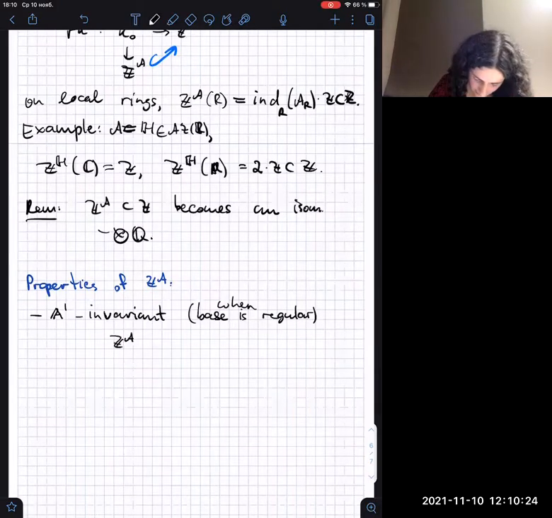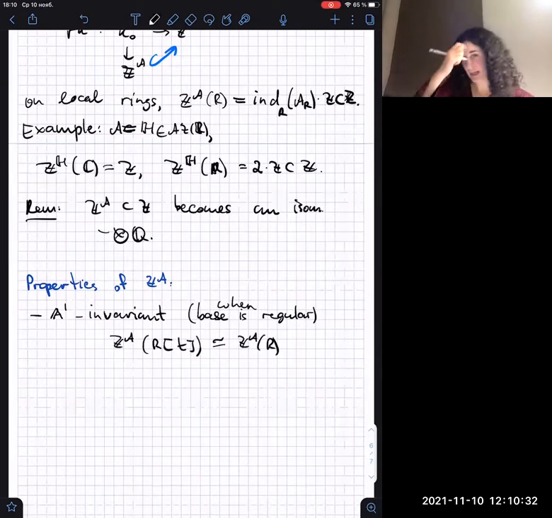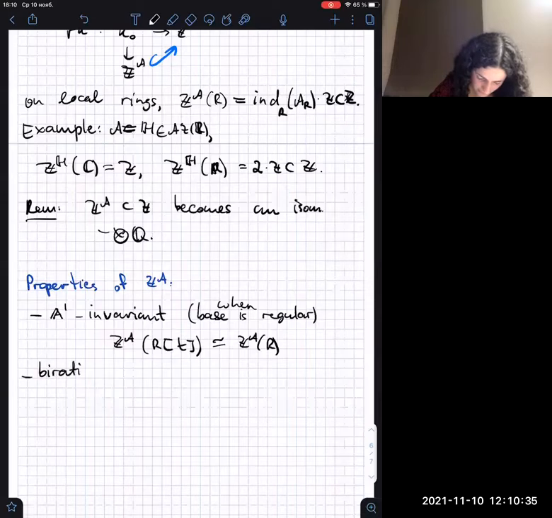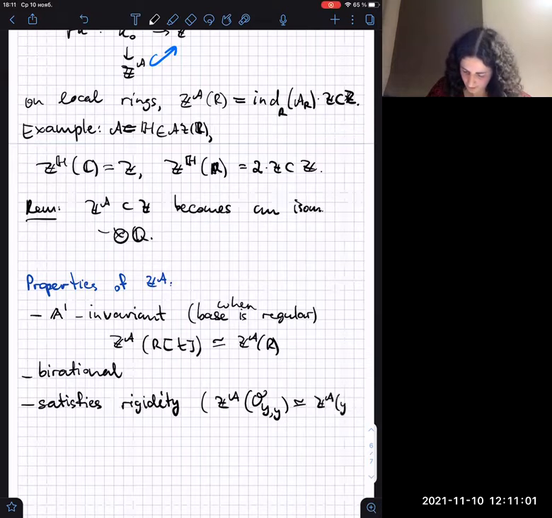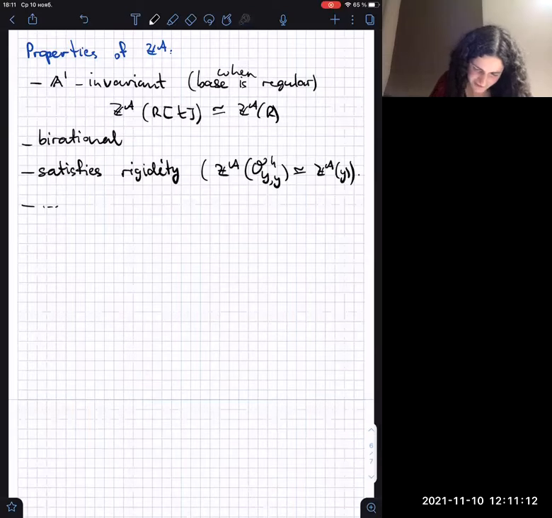I mean that the value, for example, on the polynomial ring will be the same as the value on the coefficient ring. And also it's birational. So if you have a dense open embedding, then the value will be the same. And also it satisfies rigidity, which means that, for example, the value on the Hensel local ring will be the same as the value on the point. And more good properties. However, I think these already form an interesting combination of rationality and rigidity.